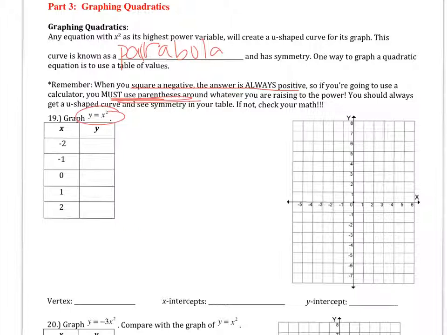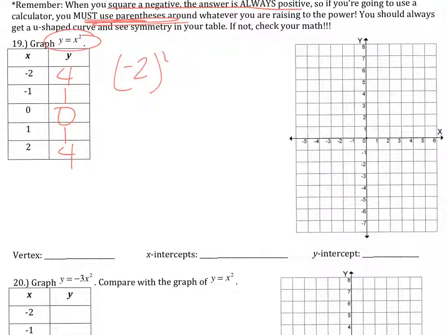So we are going to take negative 2, and we're going to square it to get 4. Negative 1 squared is 1, 0 squared is 0, 1 squared is 1, and 2 squared is 4. So we are going to plot these points on our graph: negative 2, 4, negative 1, 1, 0, 0, 1, 1, and 2, 4.